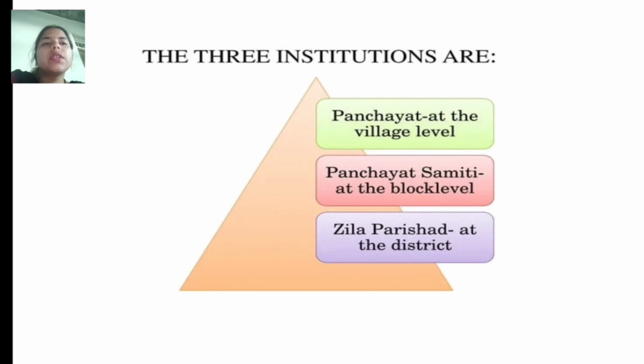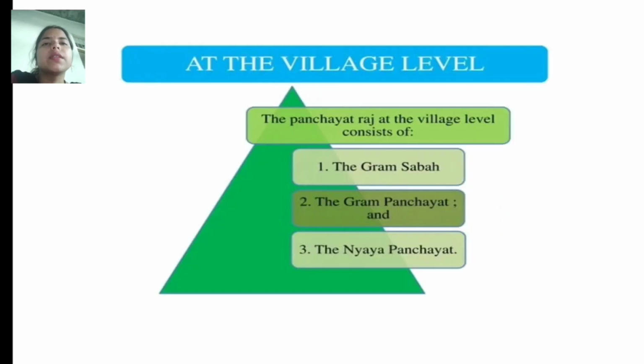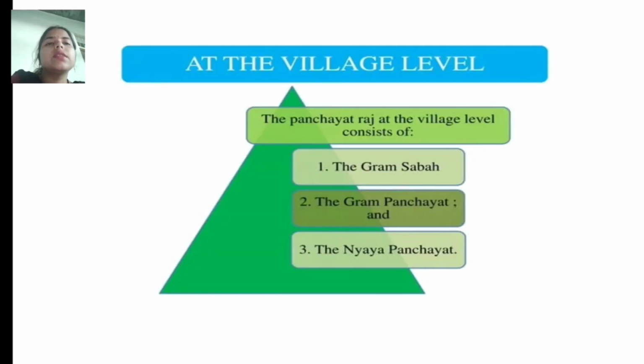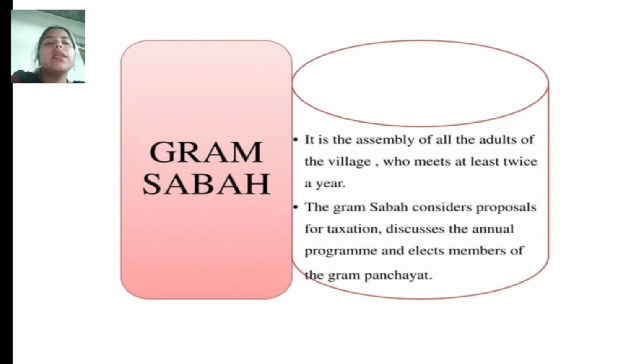The three institutions are, first, the Panchayat at the village level, the Panchayat Samiti at the block level, and the Zila Parishad at the district level. The Panchayati Raj at the village level consists of the Gram Sabha, second the Gram Panchayat, and third the Nyaya Panchayat.